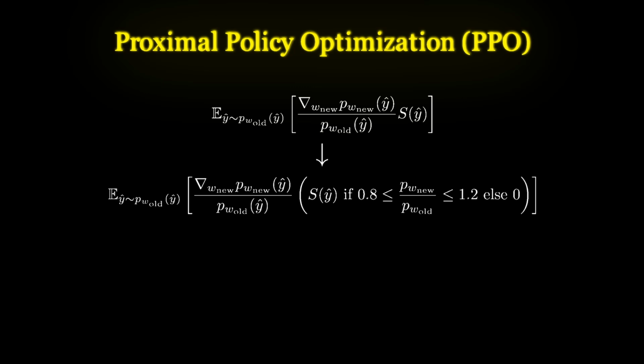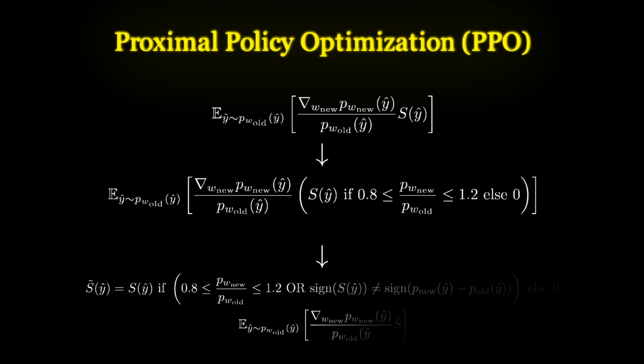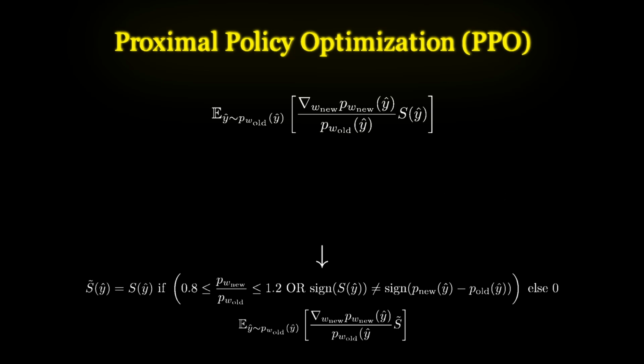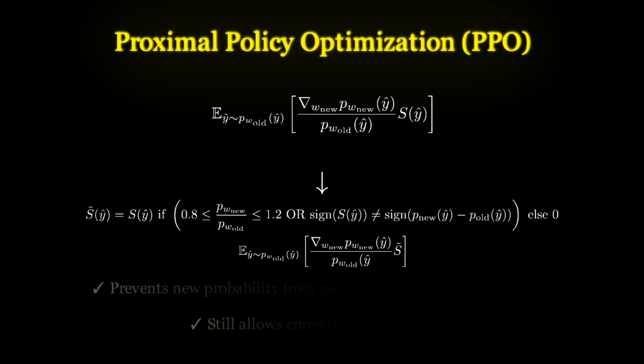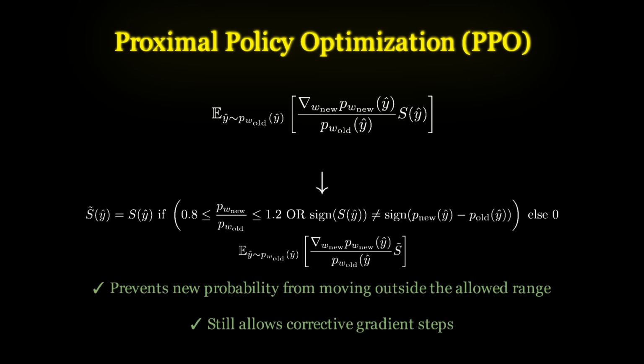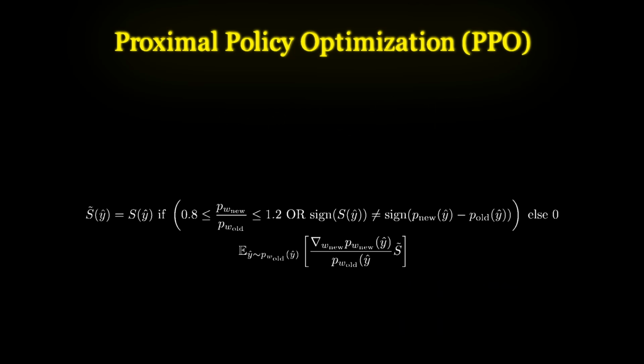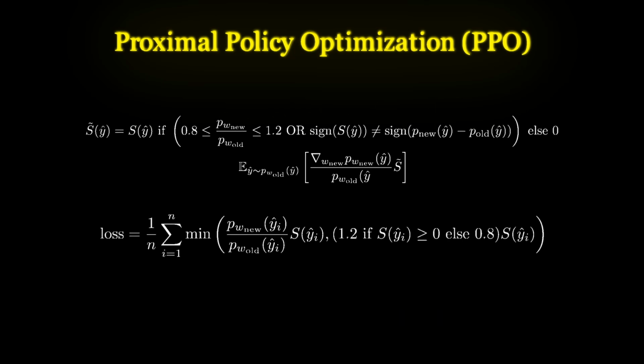This logic can be summarized by checking if the sign of the score is the same as the sign of the difference between new and old probabilities. In summary, we only set the score to 0 when the probability ratio is outside of the allowed range, and the current gradient descent step would push it even further outside of the range. This can be implemented in deep learning frameworks as the following loss function. As an exercise, you can check that when you take its derivative, you get the objective I just described. And there we have it. This is the PPO algorithm, which is a state-of-the-art reinforcement learning algorithm.